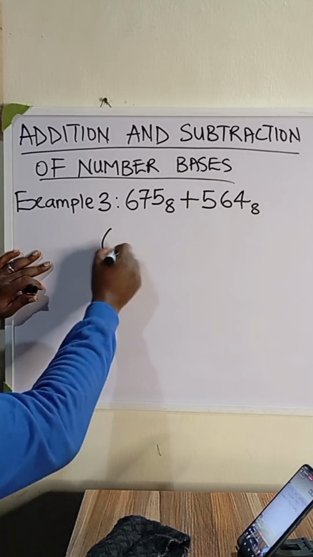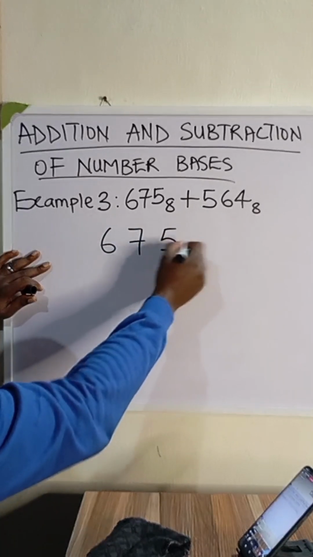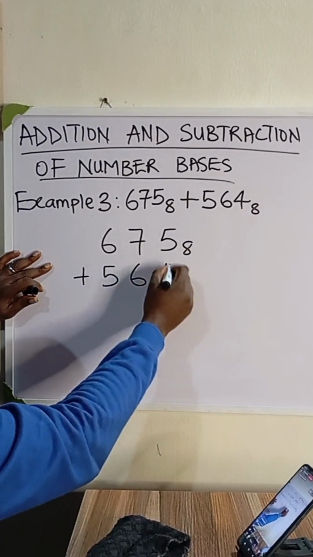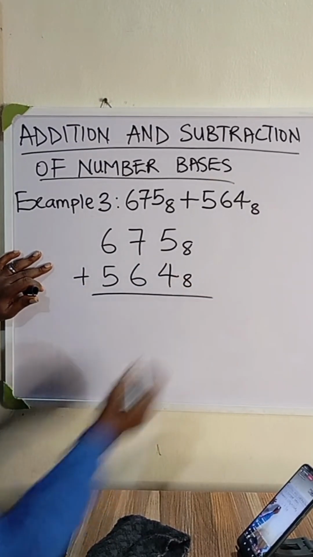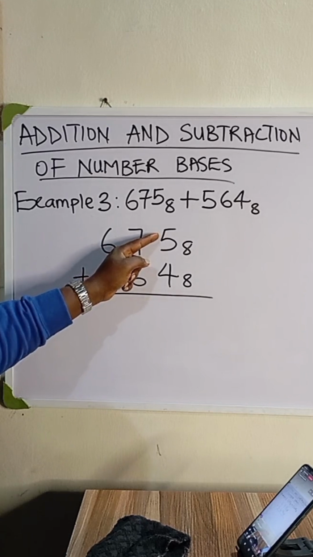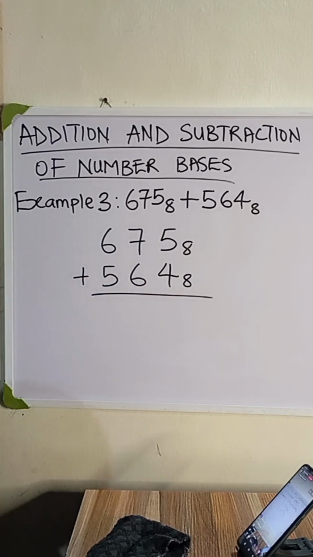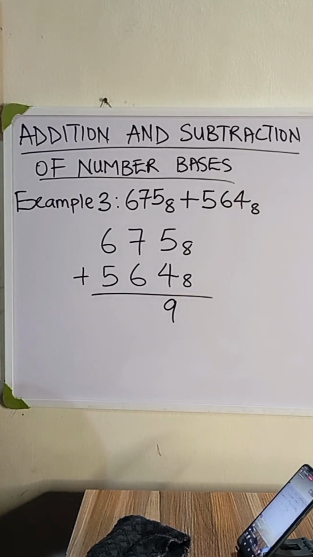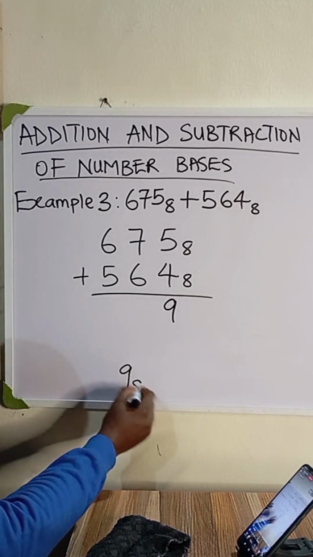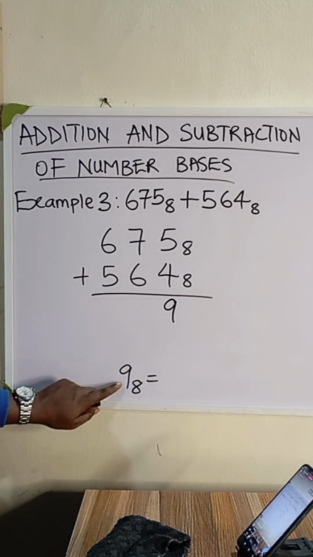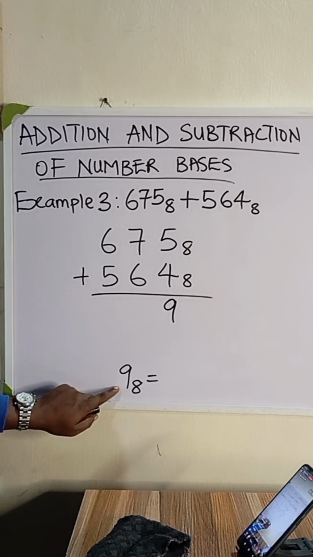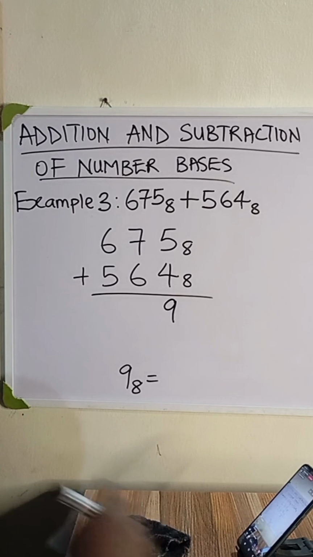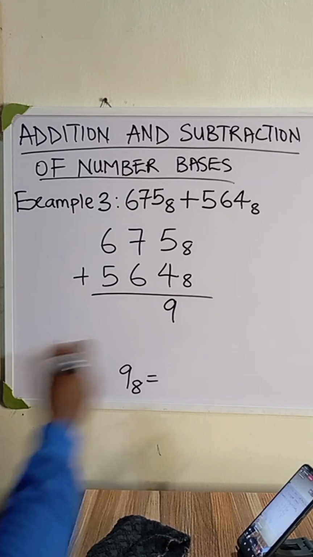So 675 base 8 plus 564 base 8. 5 plus 4 gives us 9. But 9 is bigger than 8. So 9 base 8 is wrong. Can someone tell us the correct way to write 9 base 8? What's the correct way of writing 9 base 8? 11 base 8, correct? Let's confirm.